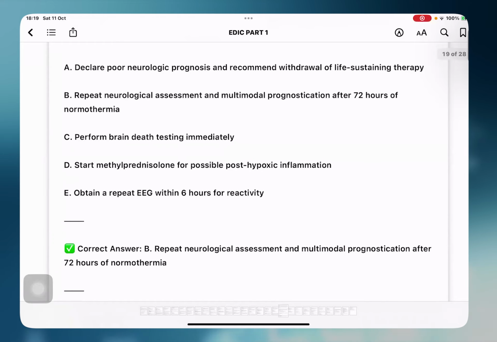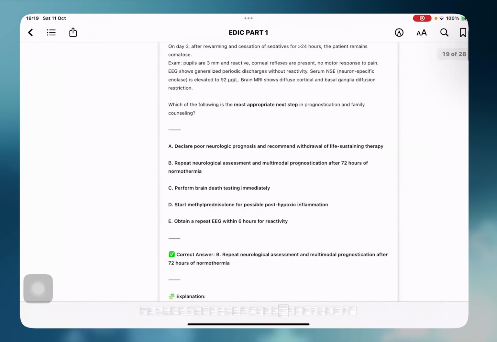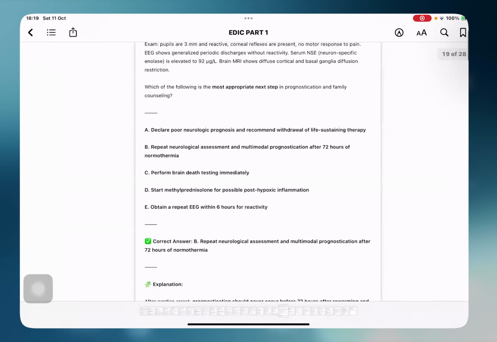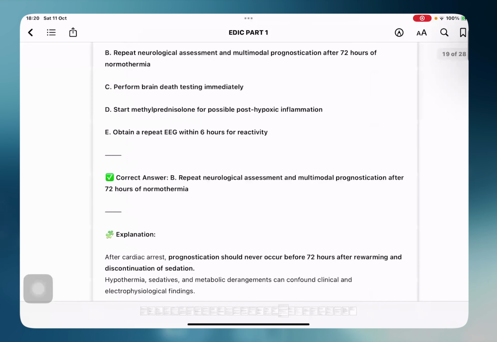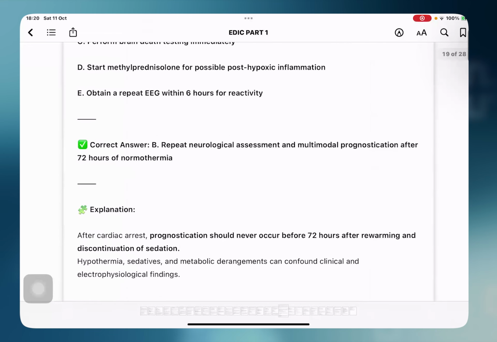Now that you've achieved normothermia, the patient is still in coma, don't lose heart. Wait for another 72 hours and then reassess. After cardiac arrest, prognostication should never occur before 72 hours after rewarming and discontinuation of sedation. You stopped the sedation today, you stopped the hypothermia today, wait for the next 3 days, then discuss the outcome of the patient.